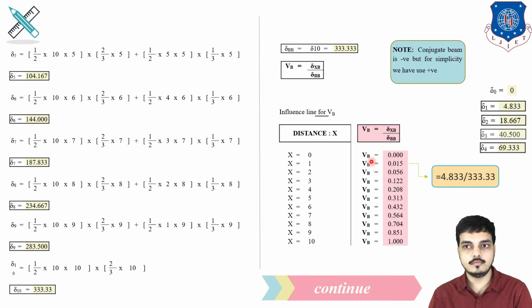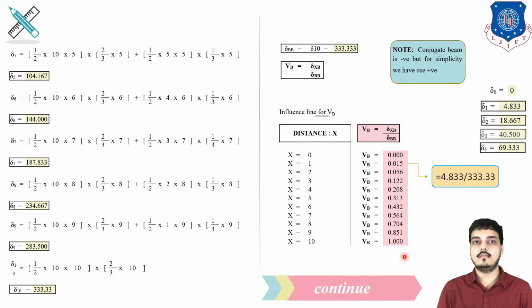So what will be my VB first? Now X is 0, so we have to check delta 0. For X1 we check delta 1, X2 delta 2, similarly. Look, delta XB is 0 divided by 333.33, ultimately 0. For X equals to 1, check delta equals to 1, which was 4.83. So 4.83 divided by 333.33, ultimately I am getting 0.015. Similarly, for 2, 18.67 divided by this value, I will be getting this one. So like this, we can find out VB at every point. So this is my VB.